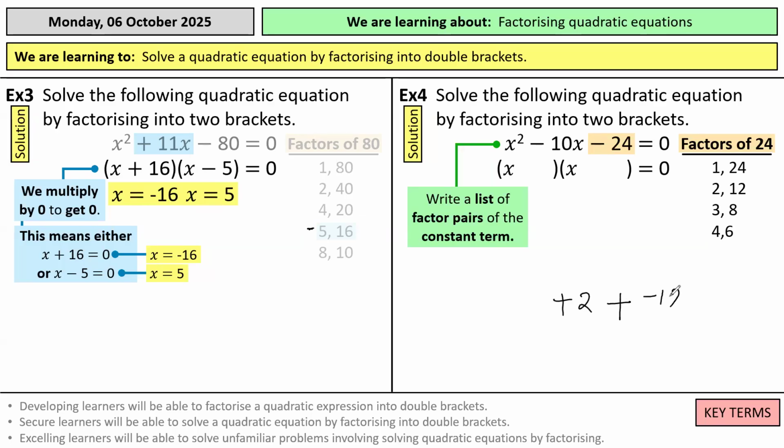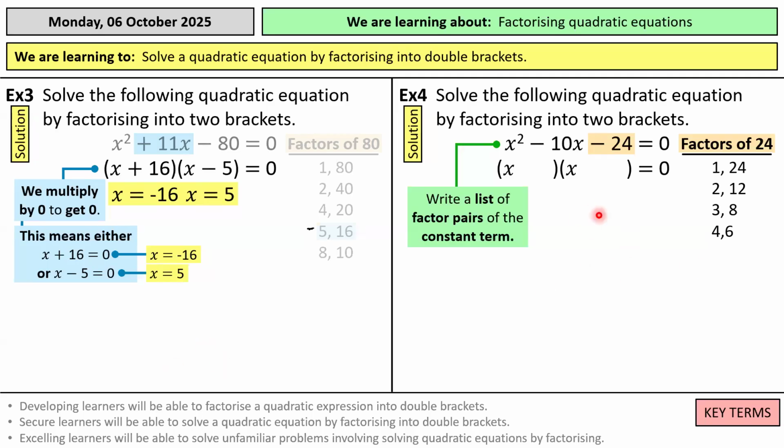Positive 2 multiplied by negative 12 is negative 24. So these are the pairs, but one is negative and one is positive. How will you choose? If the sum is negative, the big number will be negative. If the sum is positive, the big number will be positive and the other number negative. Understood? In this particular question, the sum is negative, so we choose the big number as negative.